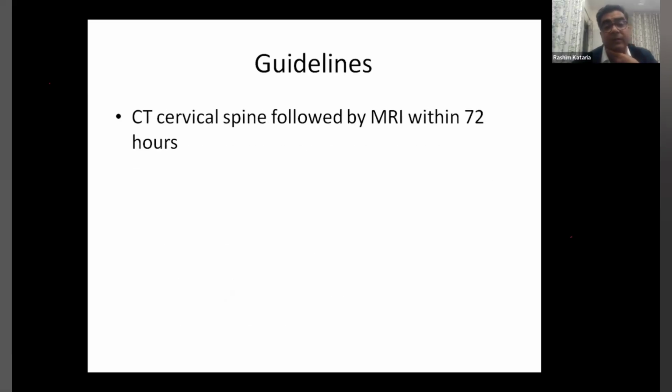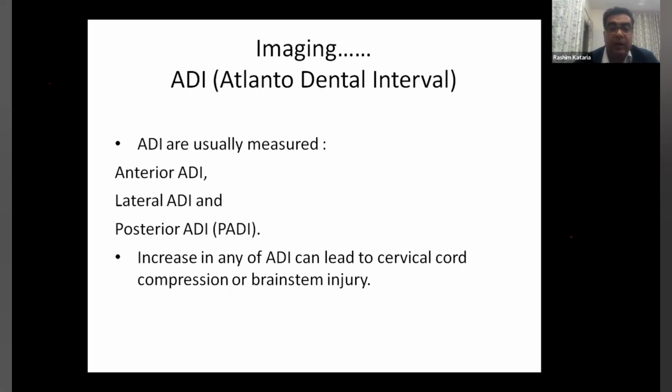So what are the guidelines? Guidelines are a CT scan of the cervical spine, as I have already told, with coronal and sagittal reconstruction, or MRI within 72 hours of the injury. The atlantodental interval is a very important interval. It is of 3 types: anterior, lateral, and posterior.